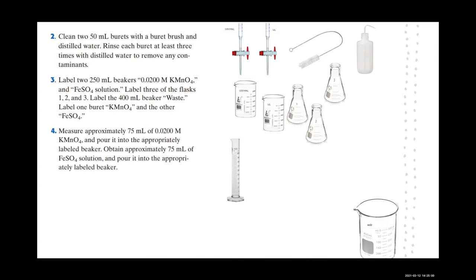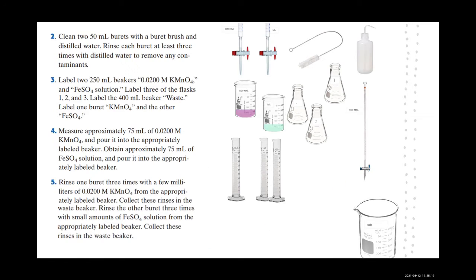Measure approximately 75 milliliters of the 0.02 molar potassium permanganate and pour it into the appropriately labeled beaker. Obtain 75 milliliters of the iron 2 sulfate solution and pour it into the appropriately labeled beaker.